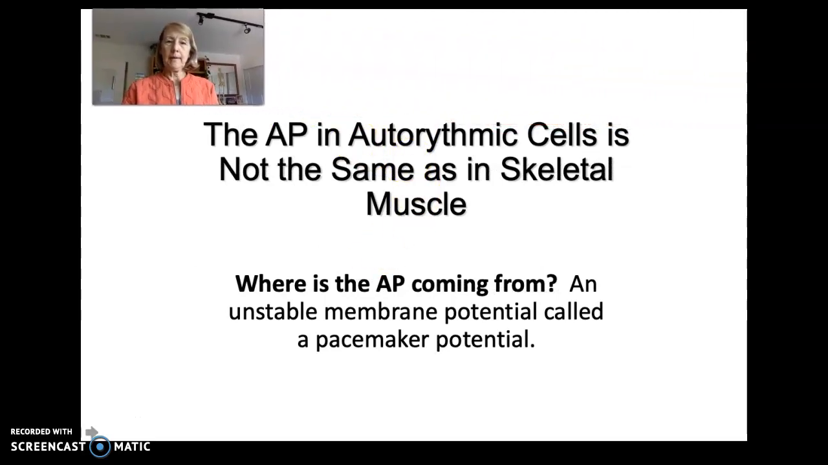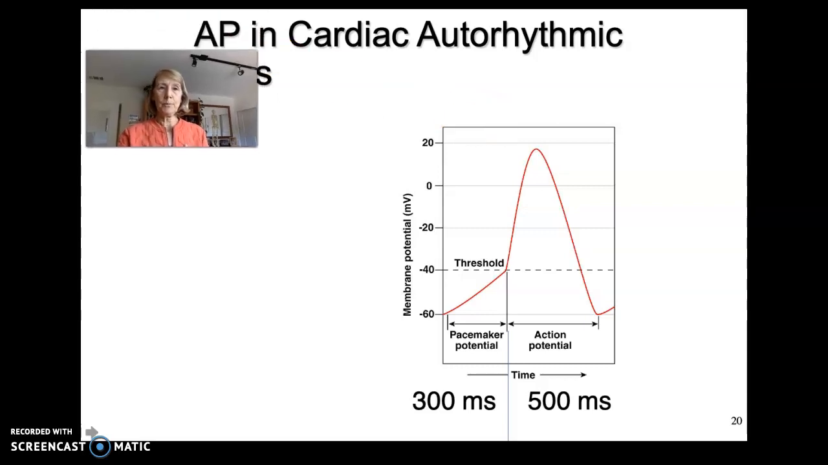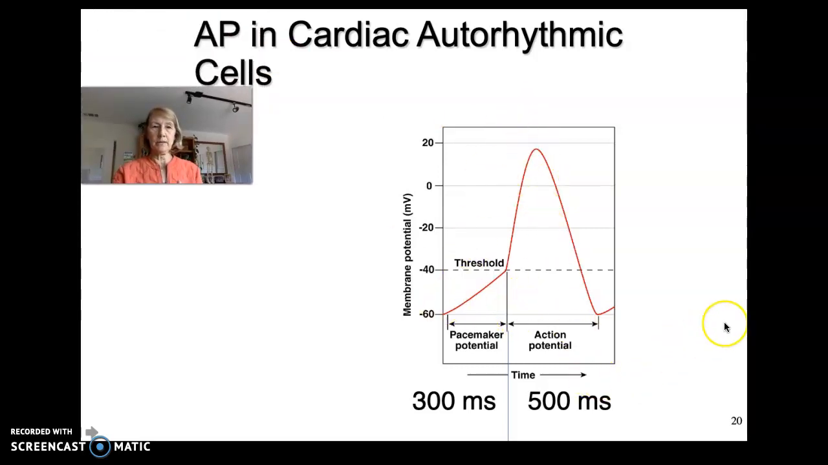Also, the action potential in autorhythmic cells is really not the same as in skeletal muscle. It's called a pacemaker potential, and as it's not receiving a signal from a neuron, it actually looks different if you were to record it. And this is what it looks like. So do you remember how the other one looks, right? It just shot up and down and overshot. In the cardiac autorhythmic cells, it starts at about -60. And it takes a long time to slowly depolarize, 300 milliseconds, but that is long. It's not 2 milliseconds like it was for the skeletal muscle.